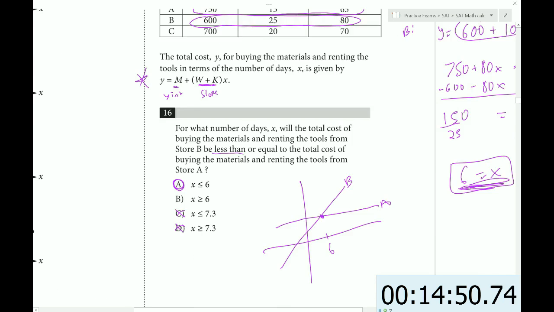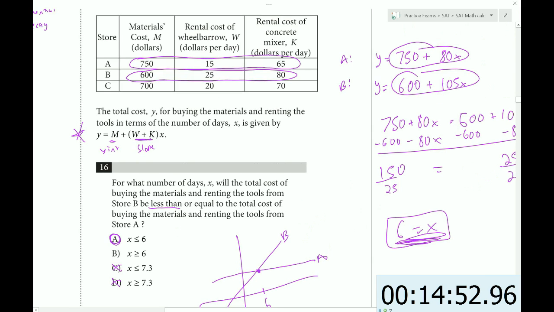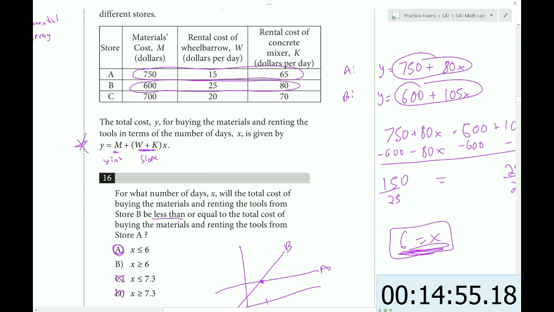Let's just double check. Yeah. Right. Renting the tools. Okay, so yeah.